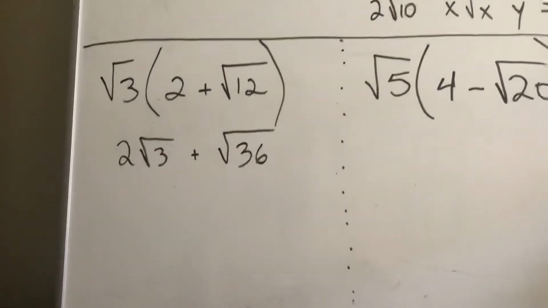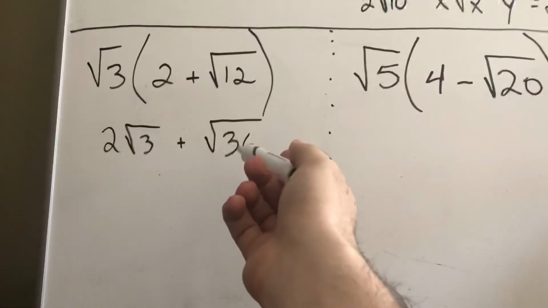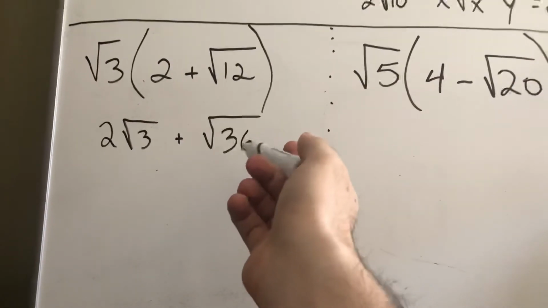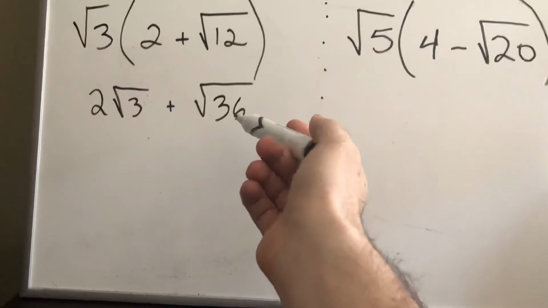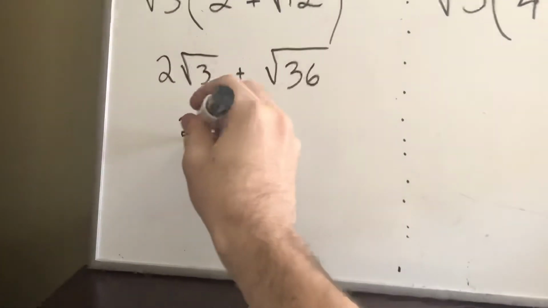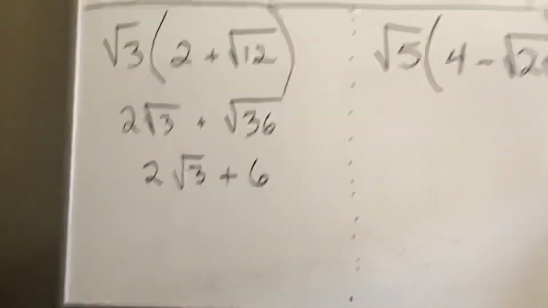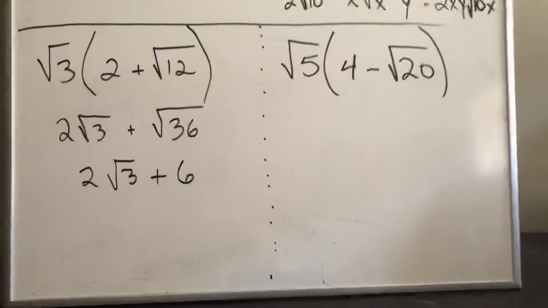Anything else I can do with this? Well, 2 root 3 is done. Root 36 is one of your perfect squares. If you can get a perfect square from one of these expressions, by all means, you definitely need to recognize that. So this is really just 6. And that's complete. Try this one on your own if you'd like.